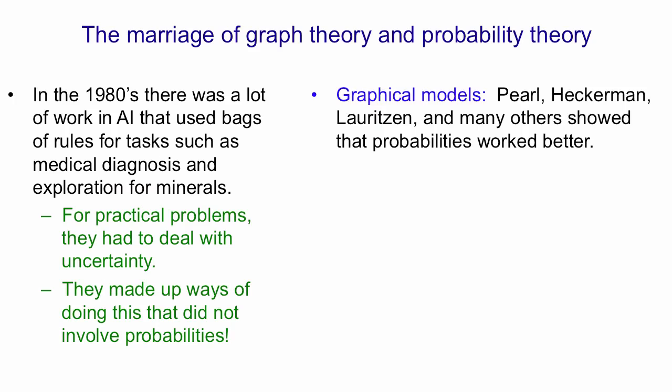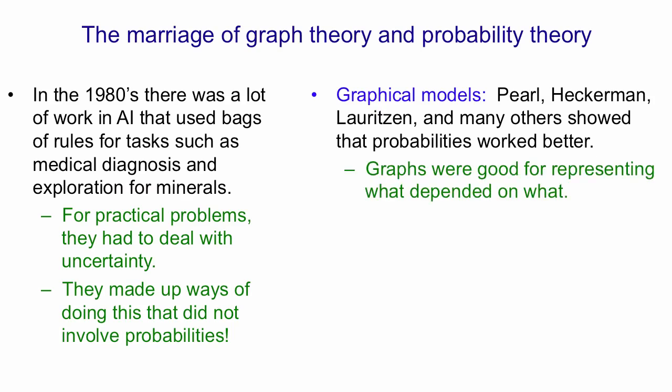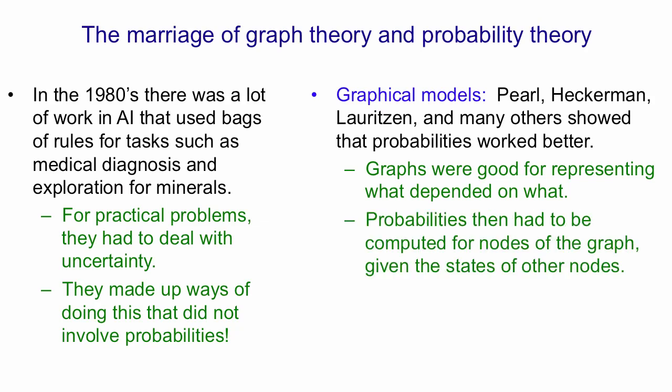Graphical models were introduced by Pearl, Heckerman, Lauritzen, and many others, who showed that probabilities actually worked better than the ad hoc methods developed by people doing expert systems. Discrete graphs were good for representing what variable depended on what other variables. But once you had those graphs, you then needed to do real-valued computations that respected the rules of probability so that you could compute the expected values of some nodes in the graph given the observed states of other nodes.